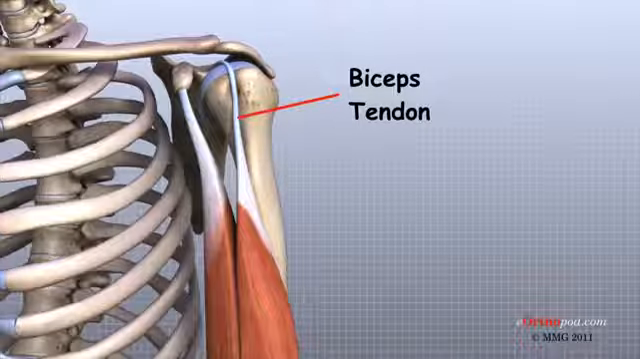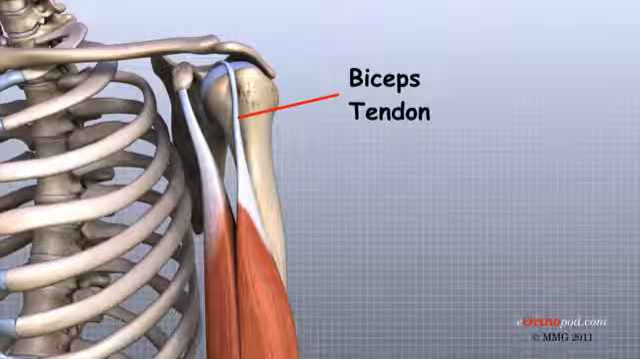Tendons are much like ligaments, except that tendons attach muscles to bones. Muscles move the bones by pulling on the tendons. The biceps tendon runs from the biceps muscle across the front of the shoulder to the glenoid. At the very top of the glenoid, the biceps tendon attaches to the bone and actually becomes part of the labrum.